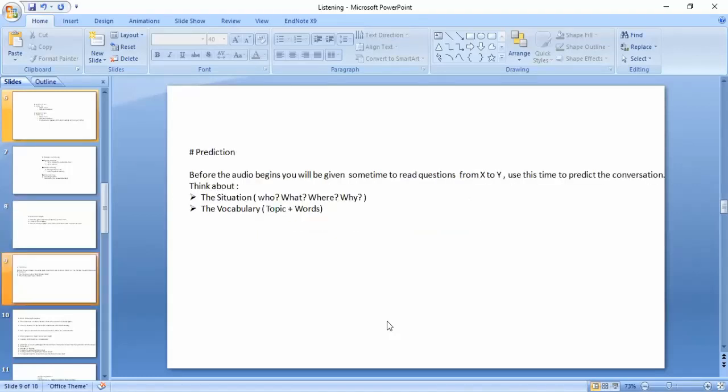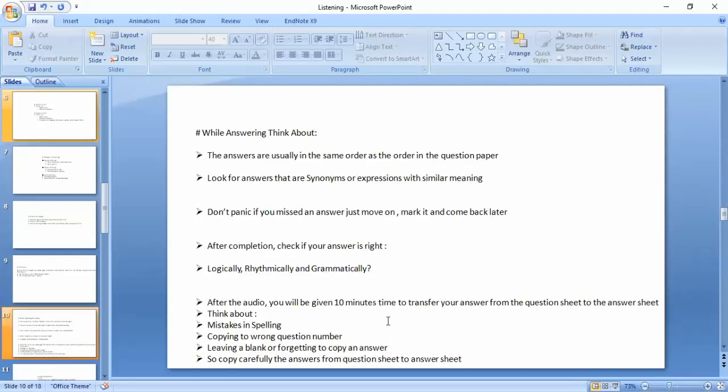So predict before the audio begins. You'll be given some time to read the questions. Use this time to predict the conversation. Think about the situation: who is going to talk, what they are going to talk about, where, why, and what sort of vocabulary they will be using. Try to predict the topic and vocabulary.